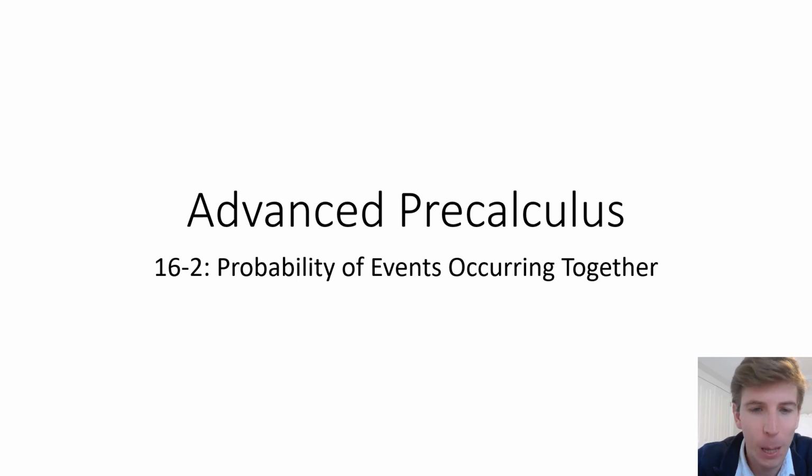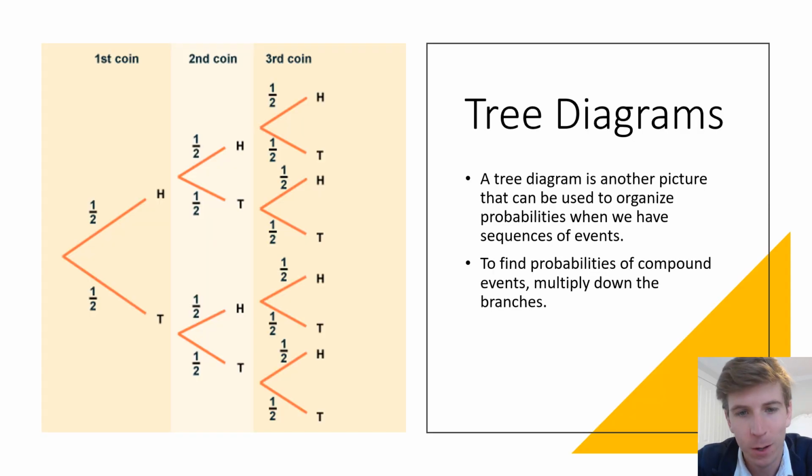All right, this train keeps moving. We are now on to 16.2, probability of events occurring together. So we already have our first diagram that we worked with, Venn diagrams. Tree diagrams are another nice visual that helps you organize probabilities. This is just an example over here for flipping 3 coins.